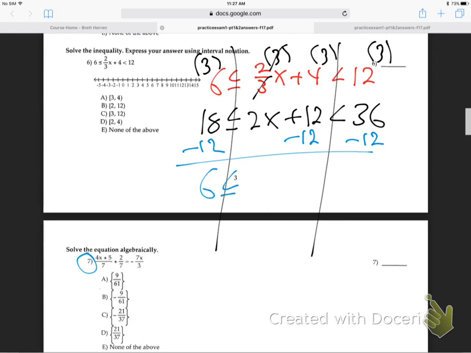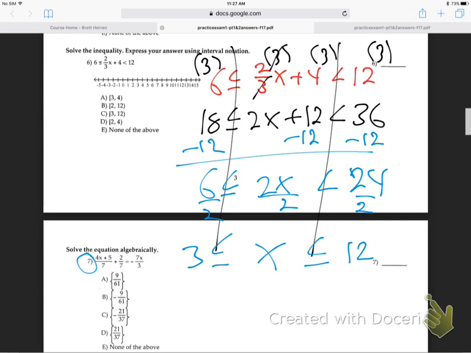We get, what's that? 6, 2x, 24. Last step, divide everybody by 2. 3x, 12, 3 to 12. There it is. Don't, like I said, don't even look at the parenthesis or bracket. I'm not going to mess with you on that. It's right. Bracket on the left.